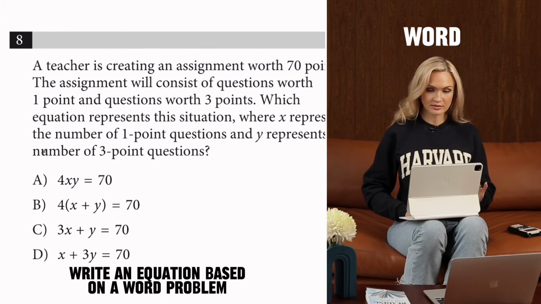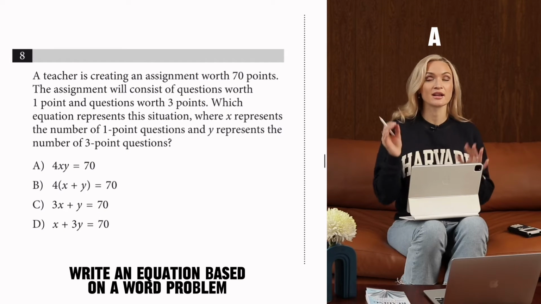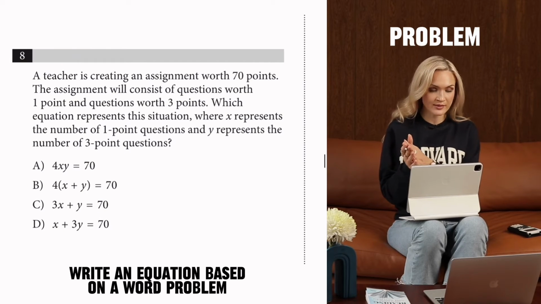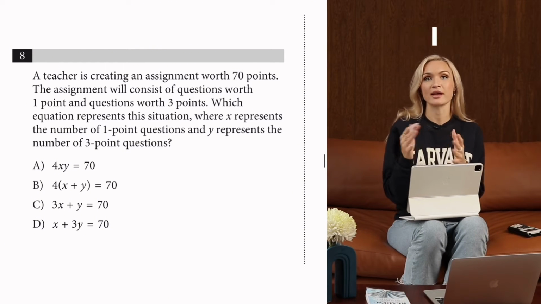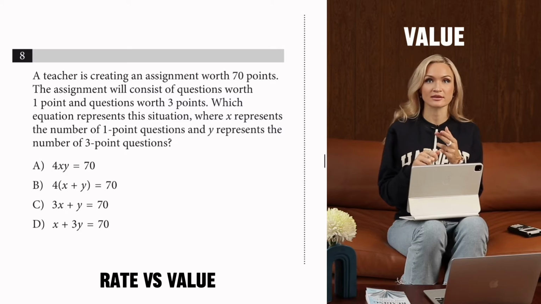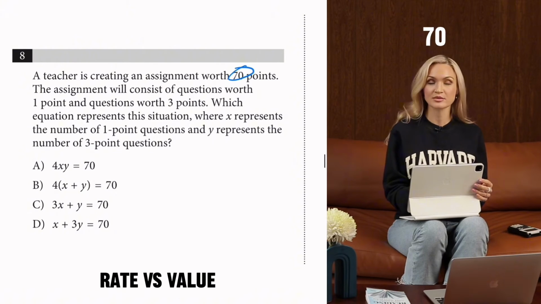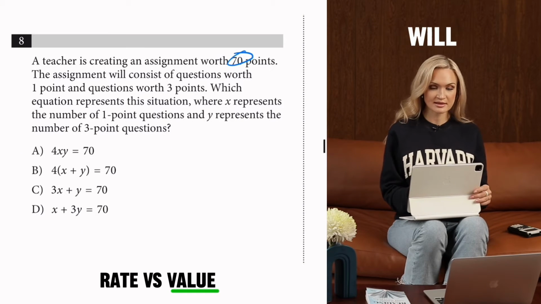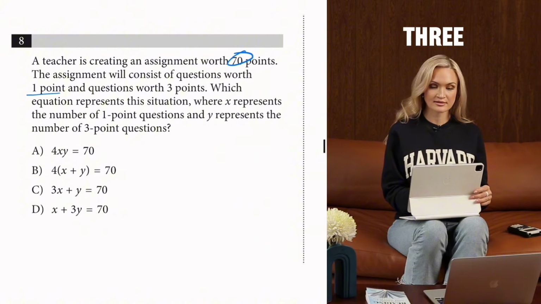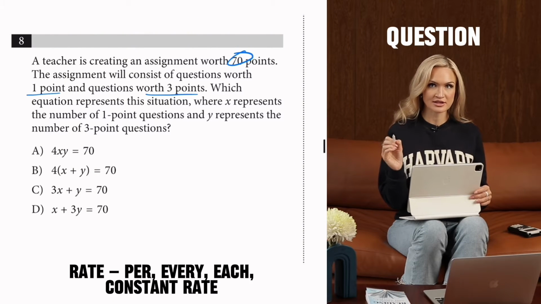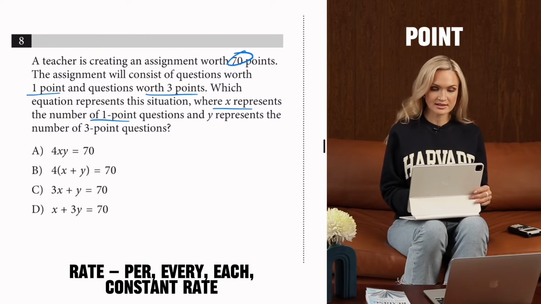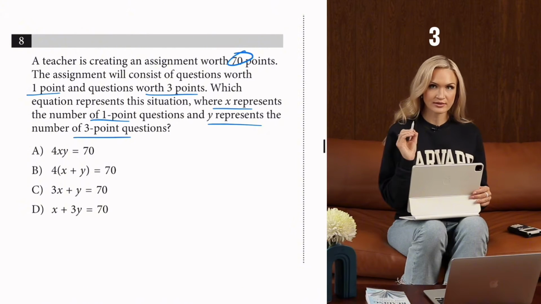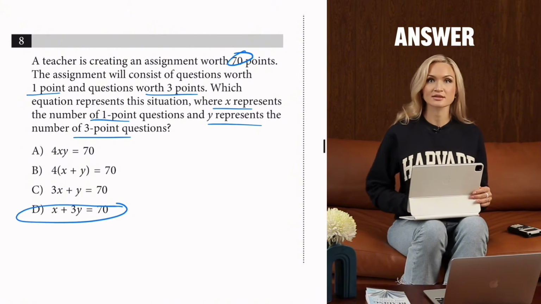Keep going. This is a word problem where they need you to create a linear equation based on the word problem. The teacher is creating an assignment worth 70 points. Whenever I see a word problem, I differentiate between rate and value whenever I see a number. So 70 would be a value. The assignments will consist of questions worth 1 point and 3 points, 1 per question. So 1 and 3 are going to be our slopes. And then we know x represents a 1 point and y represents a 3 point. 3 is every y and 1 is every x, which is answer choice D.